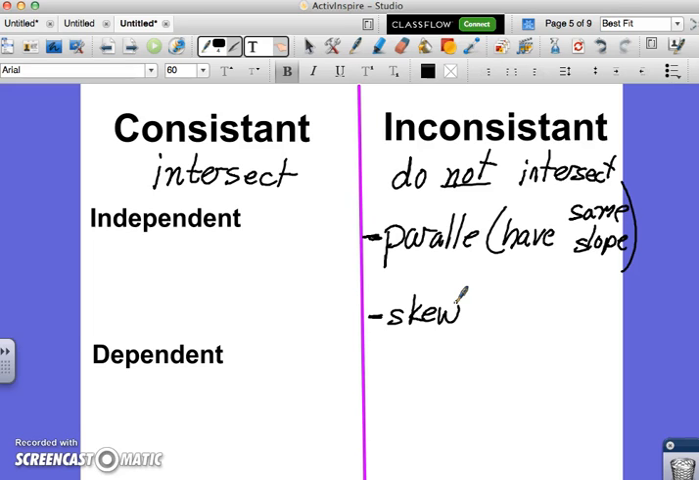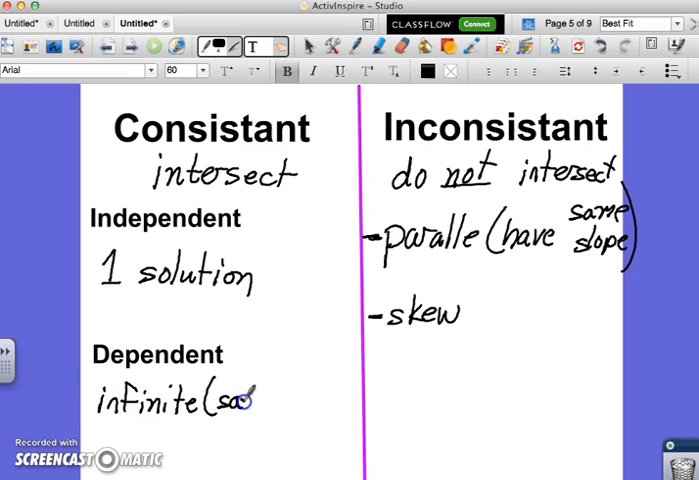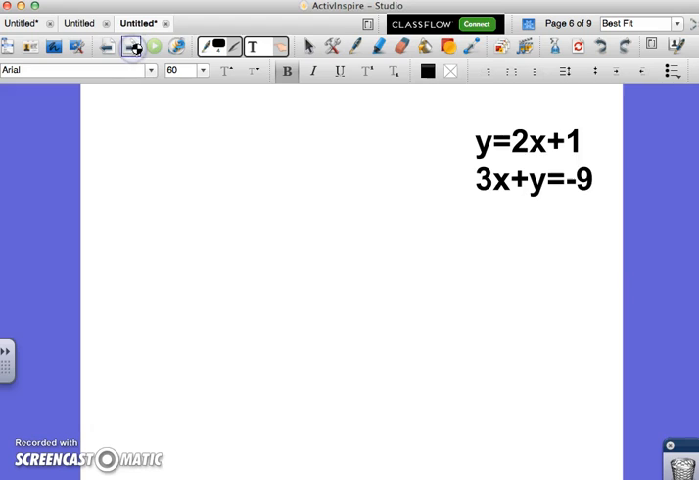Now, consistent systems, the ones that intersect, they are either independent, that is one solution, that is 99% of all lines, or they are dependent. That means they have infinite solutions. Remember, those are the ones where it's the same line, usually written in a couple different ways.